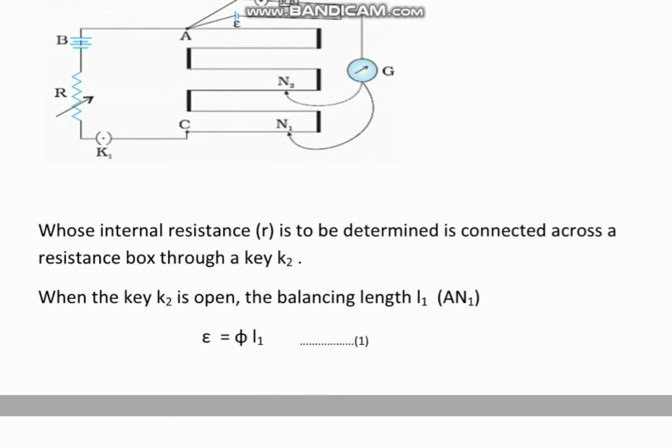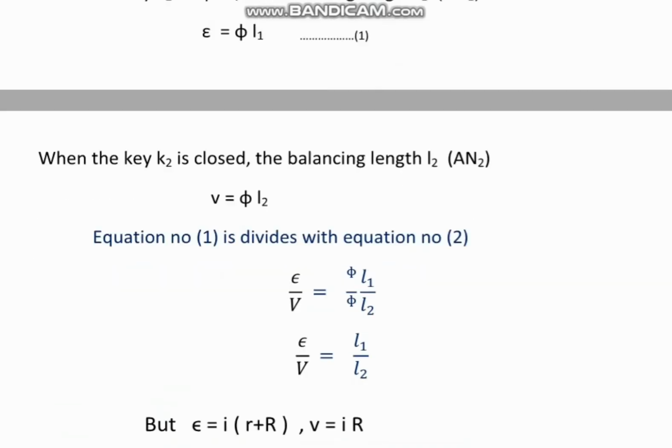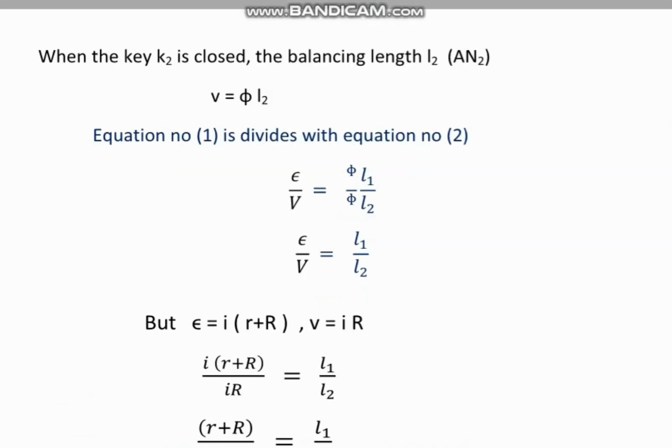The cell whose internal resistance, represented by small r, is to be determined, is connected across a resistance box through a key K2. When the K2 key is open, the balancing length is L1, from A to N1. So we can write epsilon proportional to L. So we can write directly epsilon is equal to phi L1, equation number 1. Next, when the K2 key is closed, the balancing length occurs at L2, also from A to N2. V is equal to phi L2. So this is equation number 2.